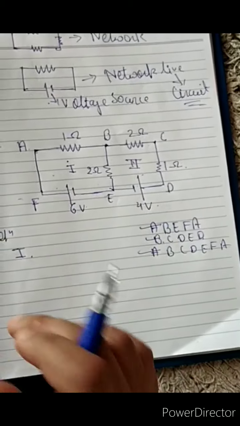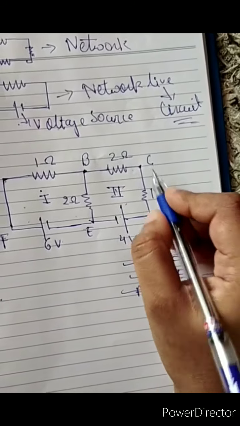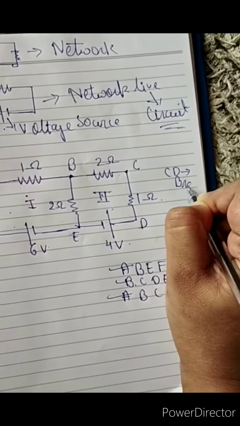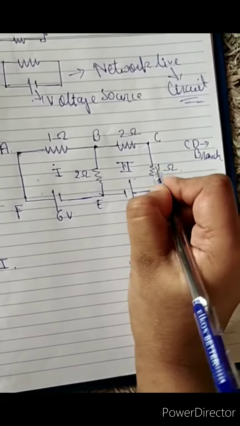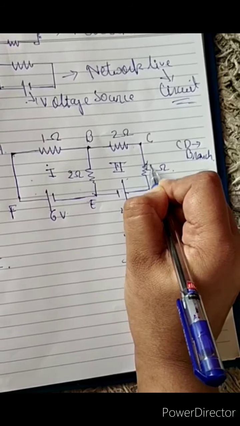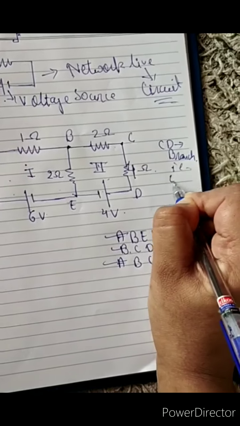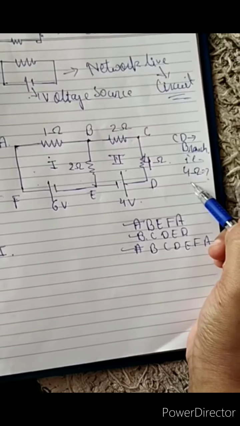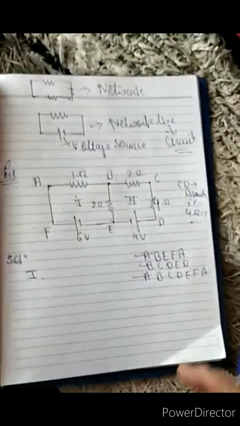Suppose the question is, find out the current going through the CD branch. Let's change this parameter and say it is a 4 ohm resistance. The current going through the CD branch, that is the 4 ohm resistor. This is my question. What is the current passing through the 4 ohm resistor? So how can you solve this question?